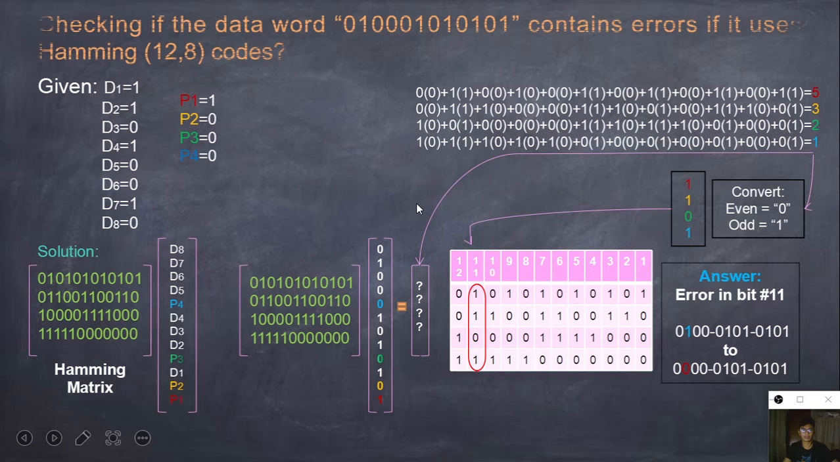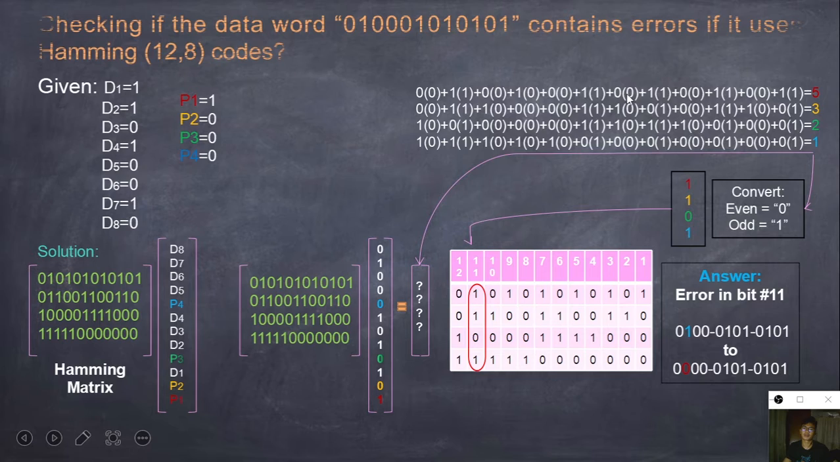So 0 times 0 equals 0, 1 times 1 equals 1, 0 times 0 equals 0, 1 times 0 equals 0, 0 times 0 equals 0, 1 times 0 equals 0, 0 times 0 equals 0, 1 times 1 equals 1, 0 times 0 equals 0, 1 times 1 equals 1, 0 times 0 equals 0, 1 times 1 equals 1. So we will just add, so it equals 5.